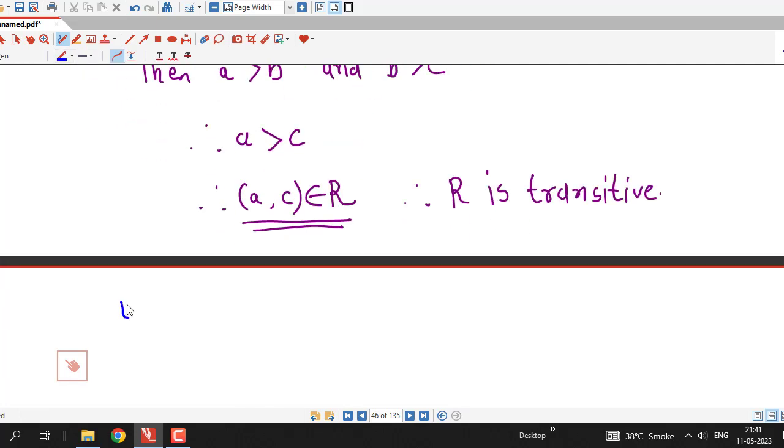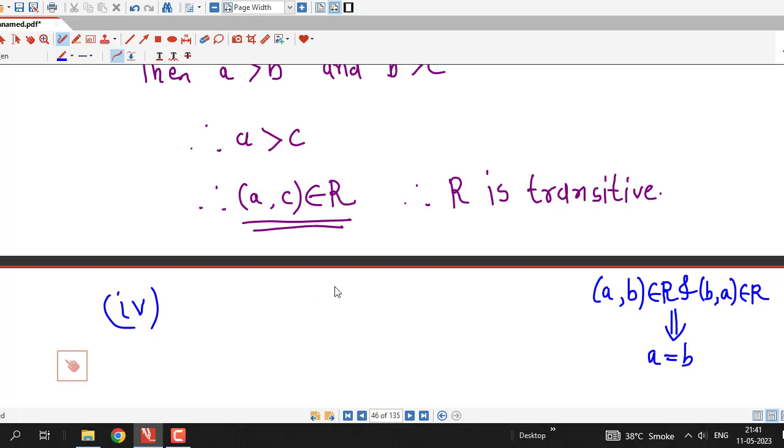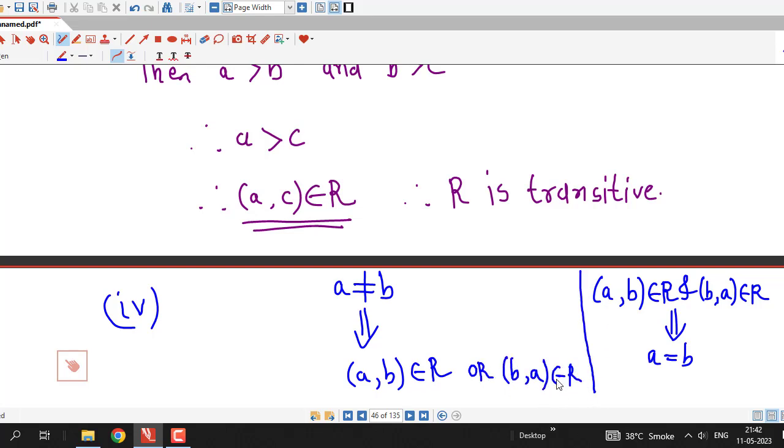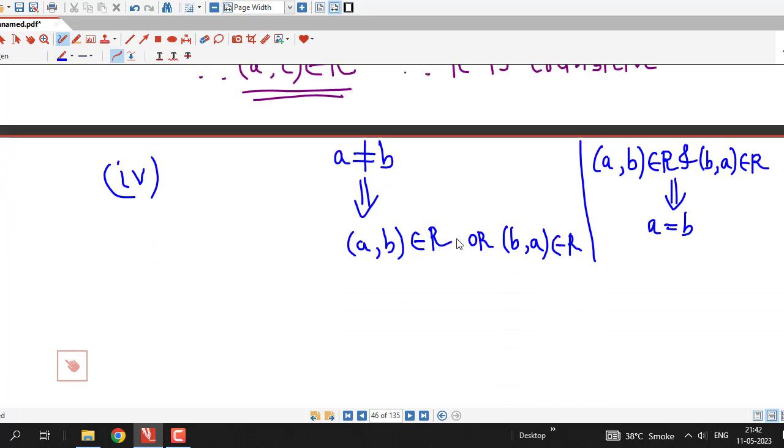Last one is antisymmetric. So for antisymmetric, we recall the definition. We know that a relation is antisymmetric if whenever (a, b) belongs to R and (b, a) belongs to R, then we must have a equal to b. In other words, if a and b are different, then either (a, b) belongs to R or (b, a) belongs to R. So we can use any of these two definitions to check whether a relation is antisymmetric or not.